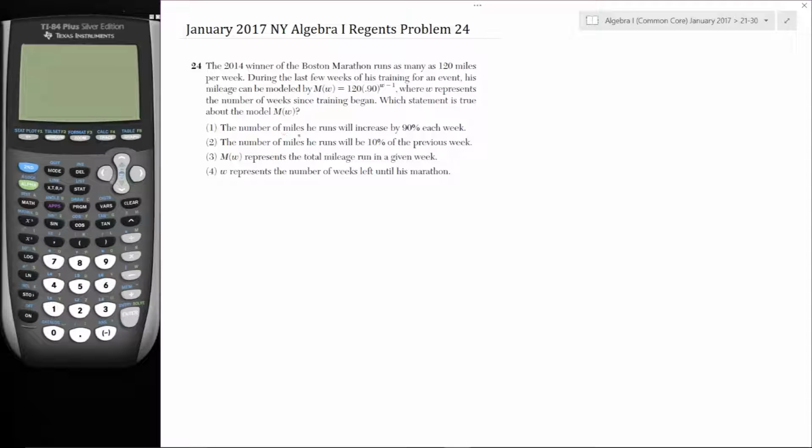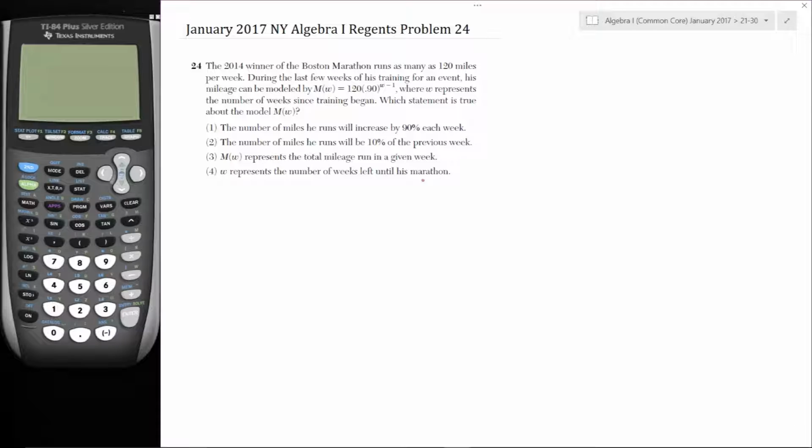One, the number of miles he runs will increase by 90% each week. Two, the number of miles he runs will be 10% of the previous week. Three, m of w represents the total mileage run in a given week. Or four, w represents the number of weeks left until his marathon.